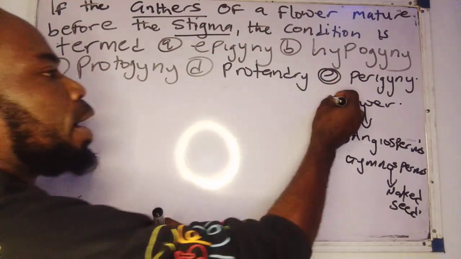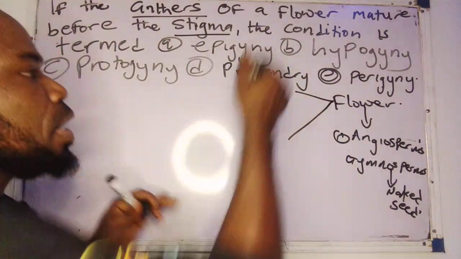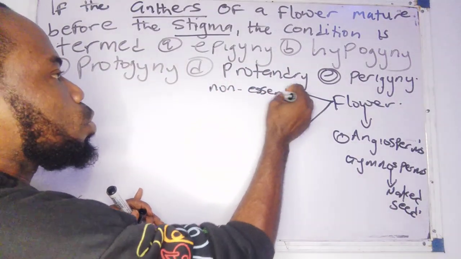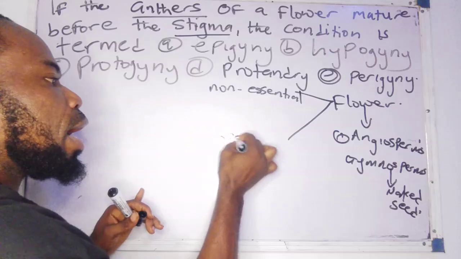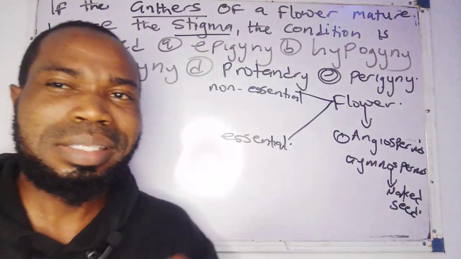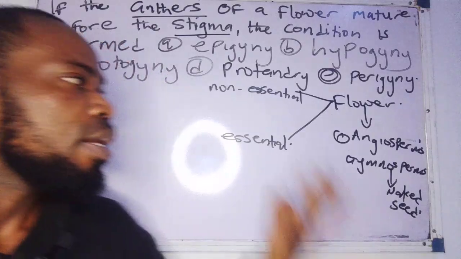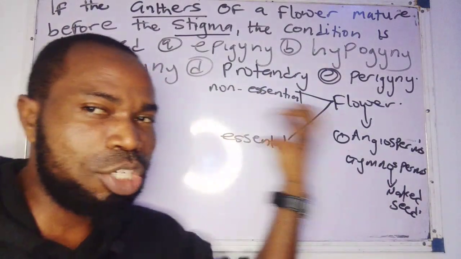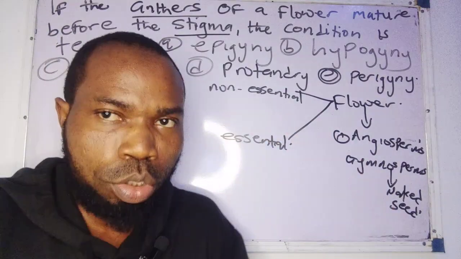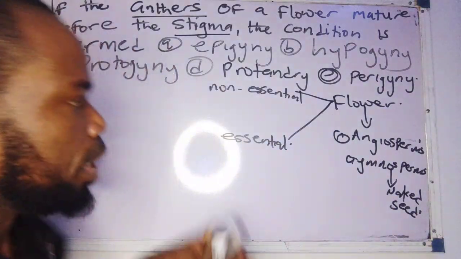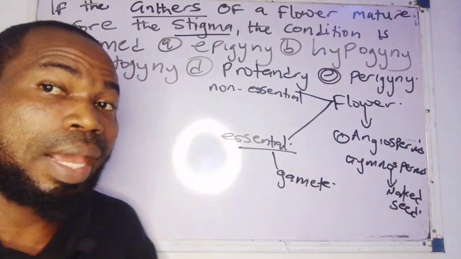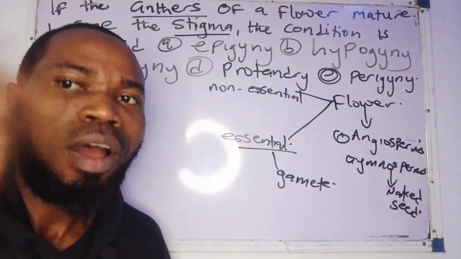Now talking about the flower, it has two parts. There's what we call the non-essential part. Now, to answer the question, I want to break it down small. And we have the essential part of the flower. Now, why do they call some parts essential and some parts non-essential? The part they call essential is the part that is involved in reproduction. How is it involved in reproduction? It is the part that produces gametes in a flower. So no wonder they call them essential. That means it's essential for reproduction.